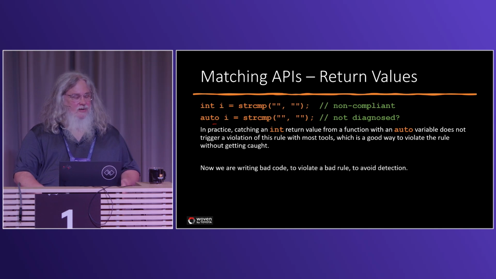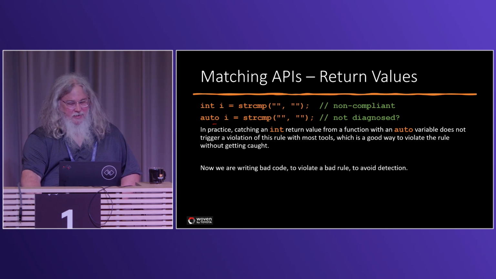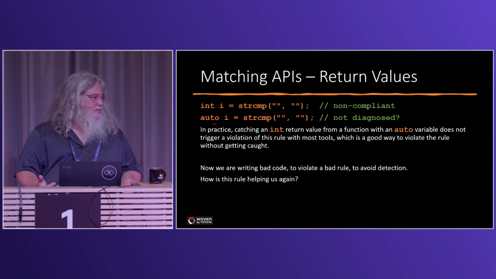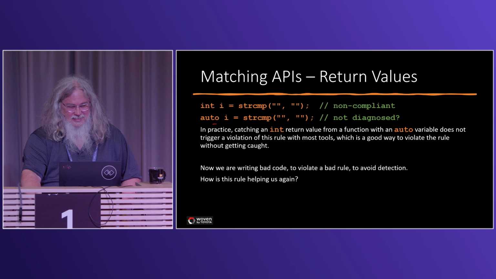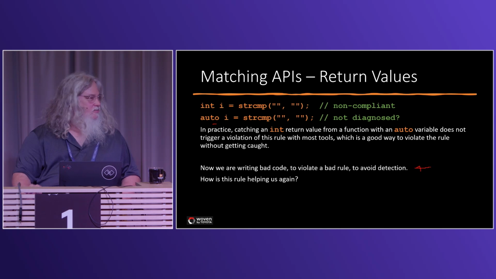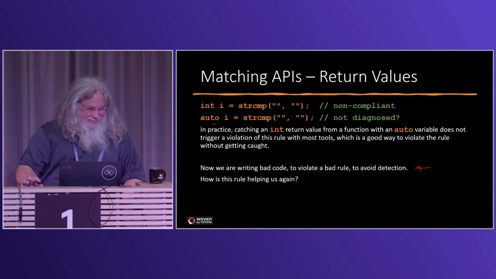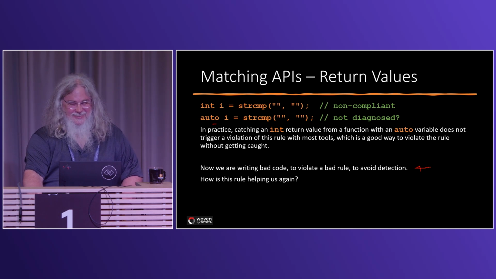So what are we doing now? We're writing bad code to violate a bad rule to avoid detection, right? That's really happening. And so how is this rule helping us again? They sent us down this, this is how you wind up in hell. You start following these good intentions. There's a quote there, right? It's auto from AUTOSAR. Yeah, auto for AUTOSAR. Thank you.